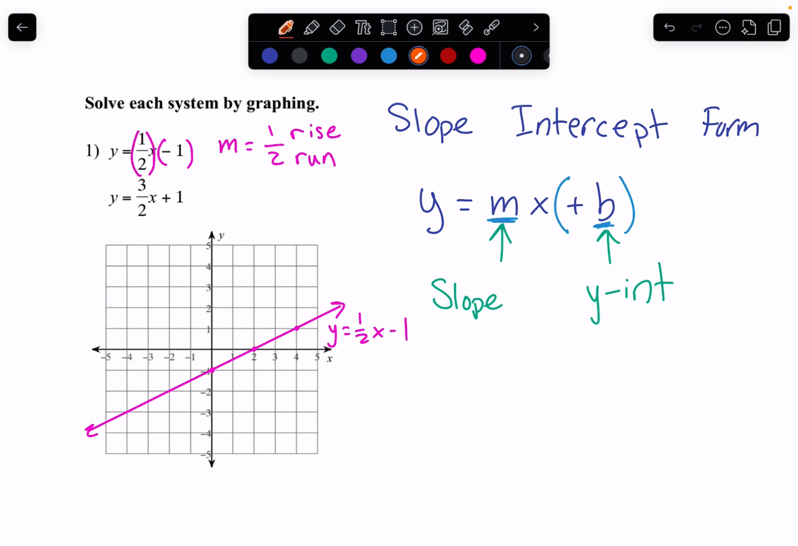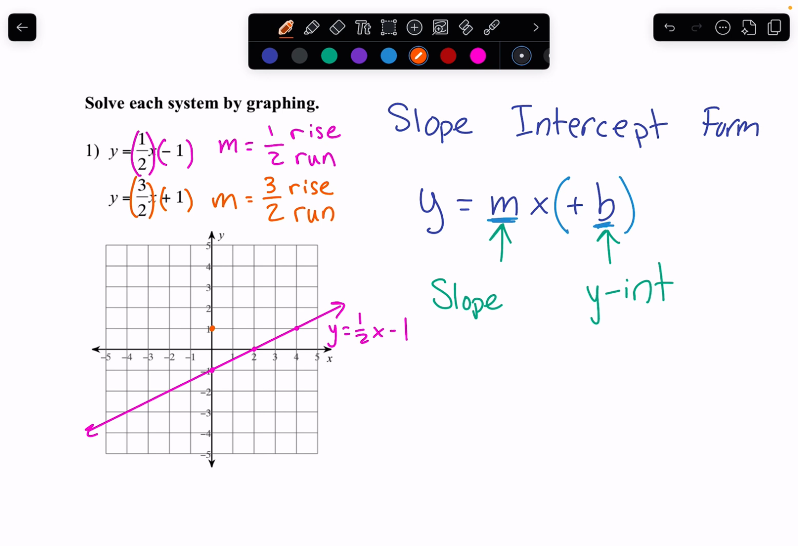Now let's graph the other line. Well, start with the y-intercept. I see the y-intercept is this number all by itself right here being added on at the end. So the y-intercept is a +1. So I'm going to put a dot right there at the +1, that orange dot on the coordinate plane. And I'm going to look for the slope. And the slope, again, is this number right in front of the x, and that is 3/2. So that tells us to rise 3 and to run 2.